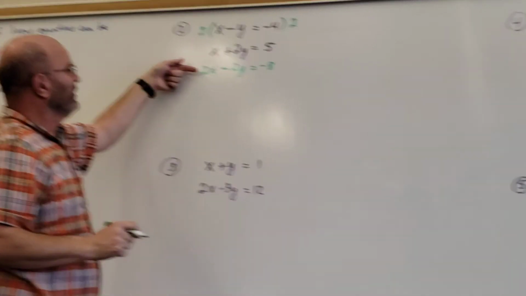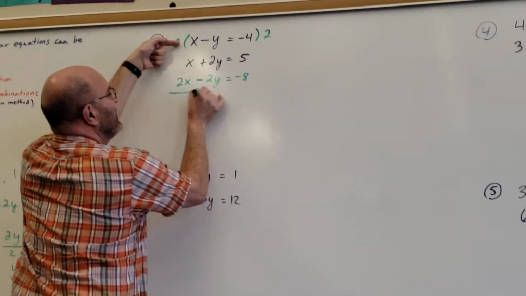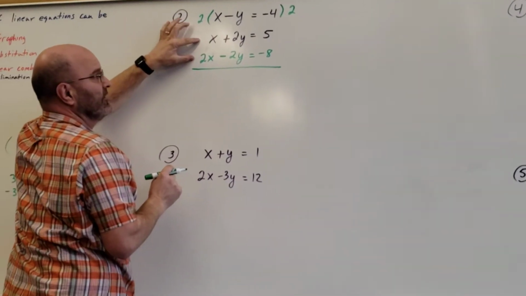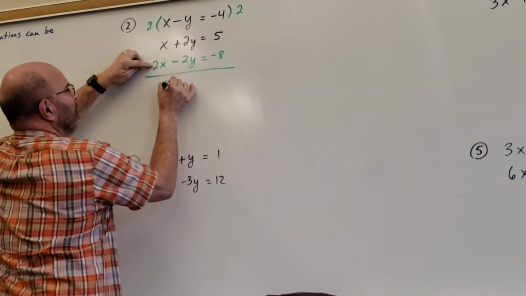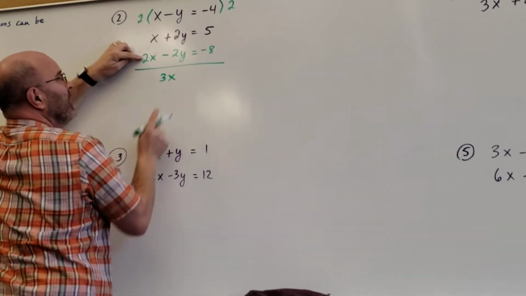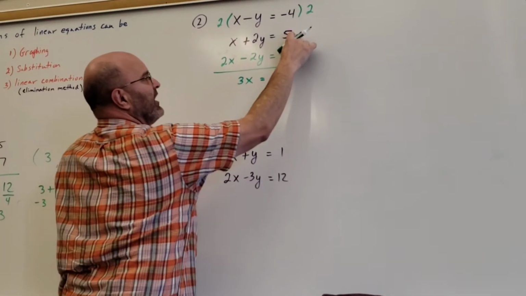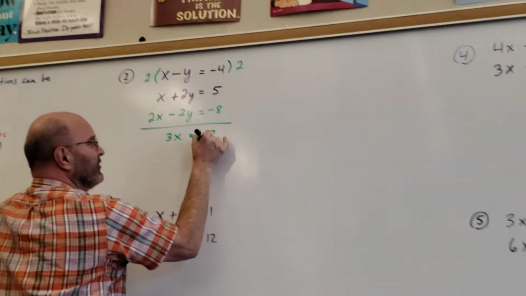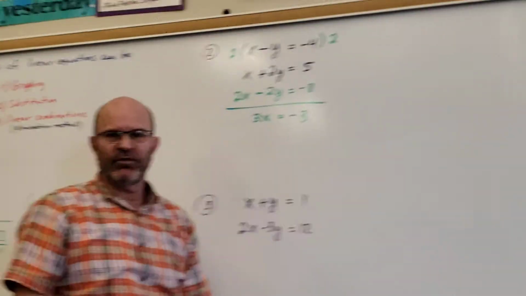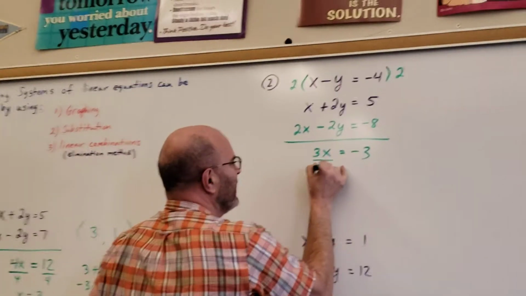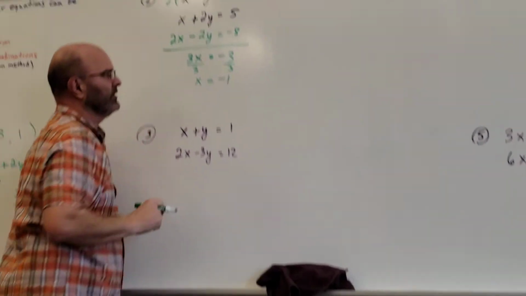So notice that this equation is the same as this equation. And so now I can add these two equations together. That's really nice. x plus 2x is 3x. And notice the 2y and negative 2y will drop out. And 5 plus negative 8 is negative 3. So can you see, boom, we're going to have our x coordinate in just a couple seconds. If I divide both sides by 3, I get x equals -1.